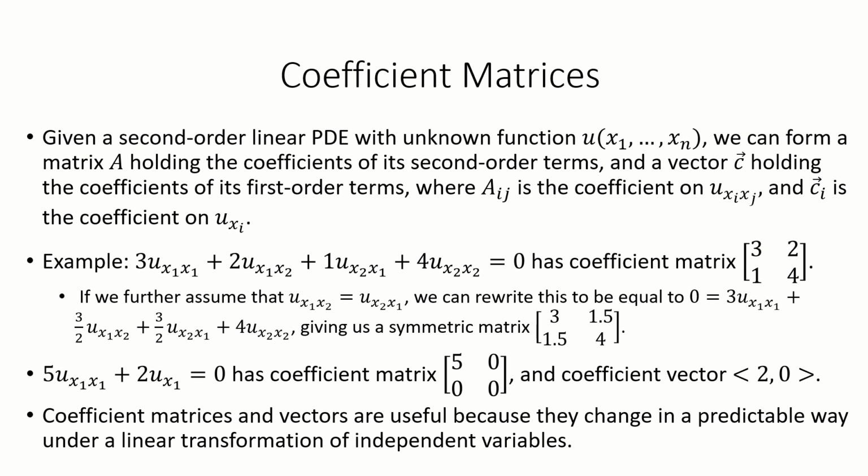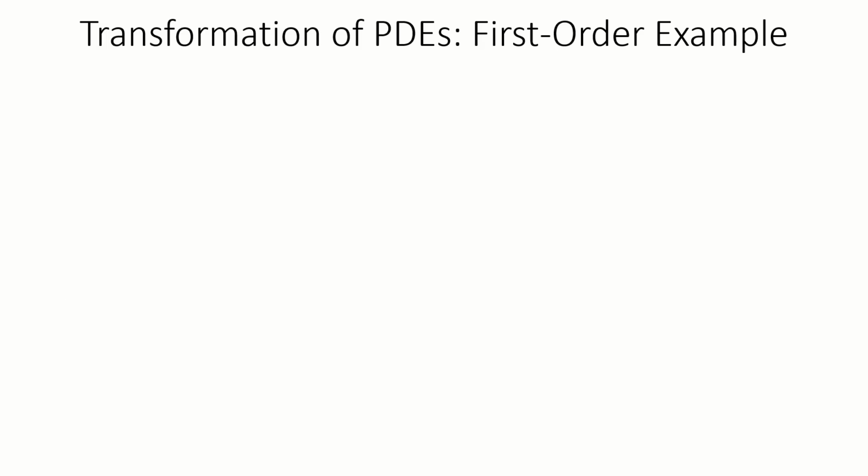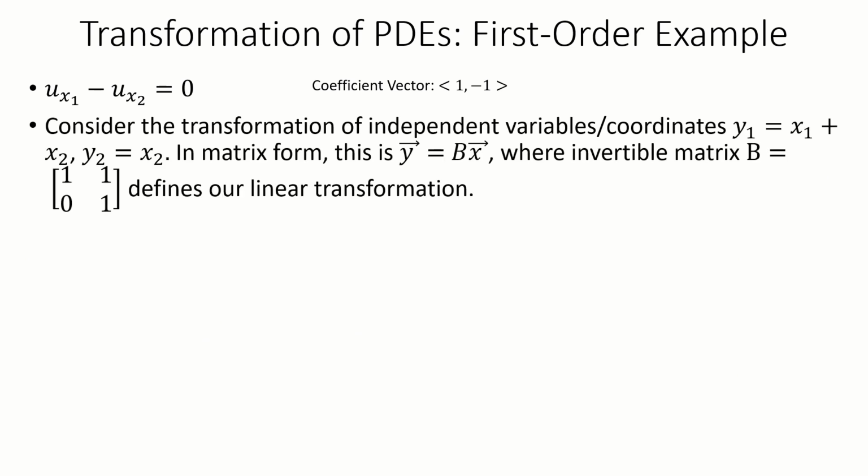As an example of what we mean by linear transformation of independent variables, let's look at a first-order PDE with coefficient vector 1, -1. The independent variables are x1 and x2. We can define a transformation of independent variables by setting a new variable y1 equal to x1 plus x2 and a new variable y2 equal to x2, which is represented in matrix form seen here. This is the transformation we get by assuming the columns of B inverse to be our new basis vectors for the y1, y2 coordinate system to describe 2-space.